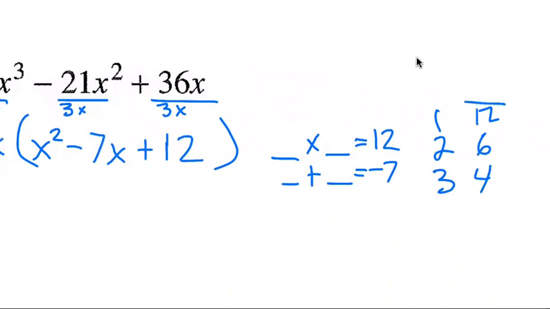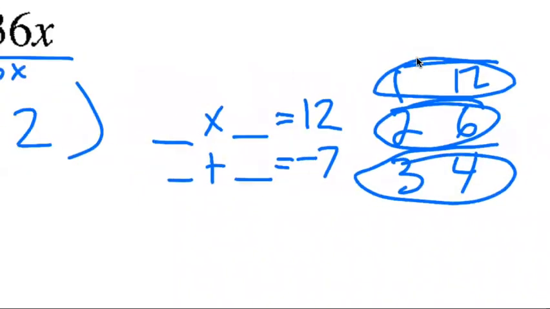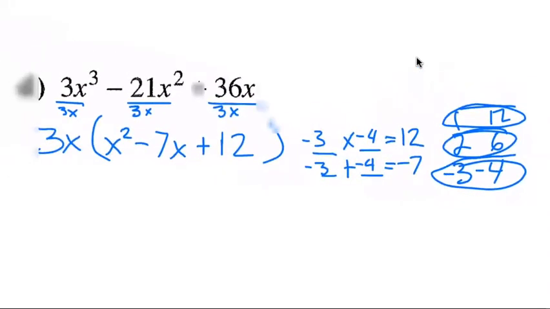Well, I can't get 1 and 12 to add to -7. Neither can I get 2 and 6 in any way to get -7. But I can get 3 and 4 to add to -7 if they were both negative. -3 plus -4 is -7. Does it work for the multiplication? -3 times -4 is +12. Yes, it does.